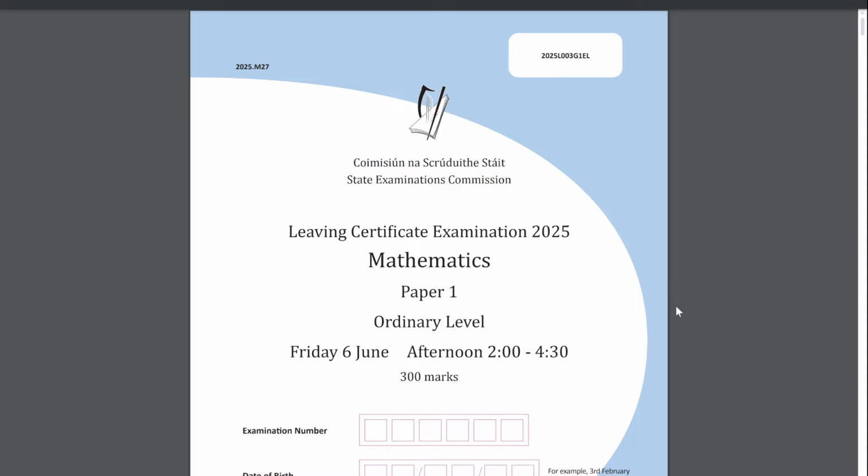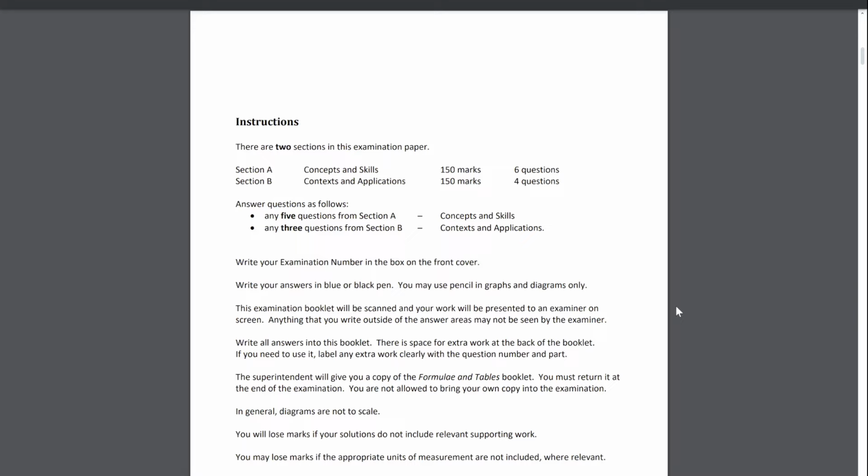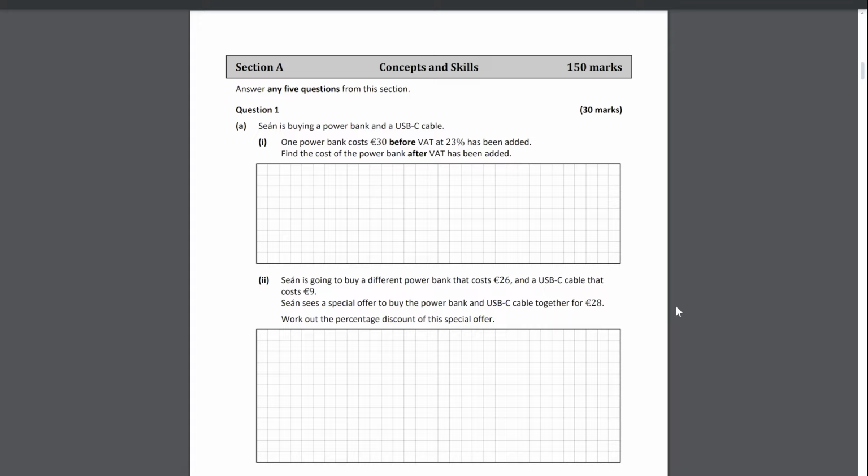So, this is the exact same format as the higher paper. There's 6 questions in section A, 4 in section B. You can leave one out for all the best marks. So question 1, as is very standard, is something about finance. So here it was on the topic of VAT.